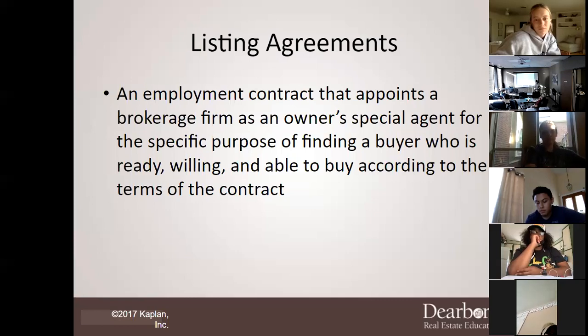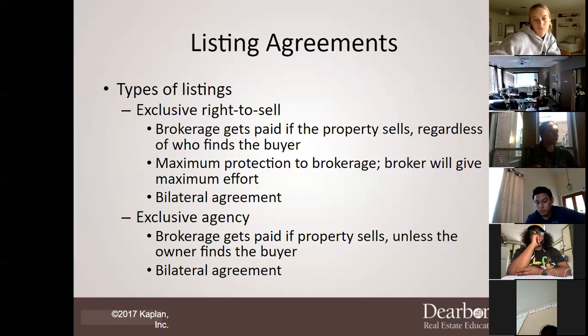So if you want to sell your house, you're going to want to get a listing agreement with a brokerage. All right, so now we're going to cover types of listings. The exclusive right to sell.